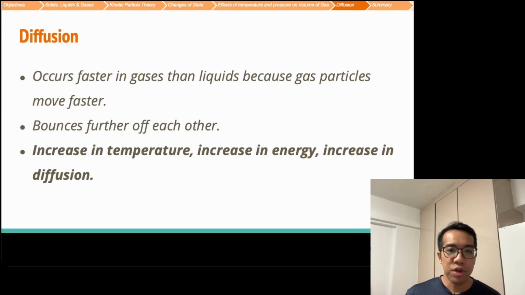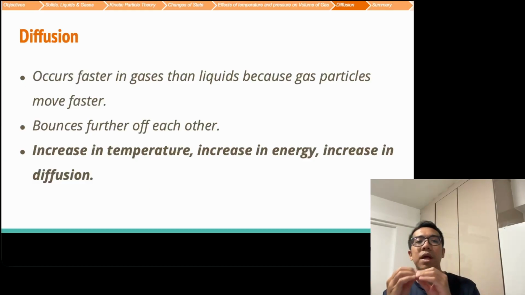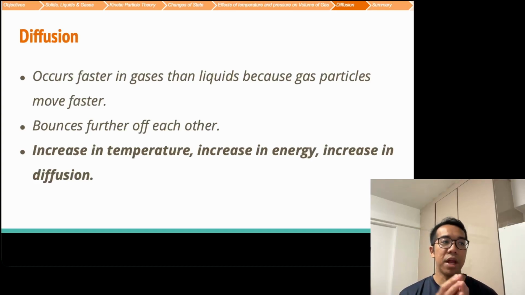Obviously diffusion occurs faster in gases than in liquids. One prime example, the one I used earlier, is smells in a restaurant. Once you cook something in the kitchen, you can definitely smell it when you are seated in your seat. Diffusion is also faster when you increase the temperature. Again, same thing that we talked about in changes of state. If we talk about energy of the system, you increase temperature, increase the heat energy, increase the kinetic energy, and eventually overcome the forces of attraction, which causes an increase in the diffusion process as well.